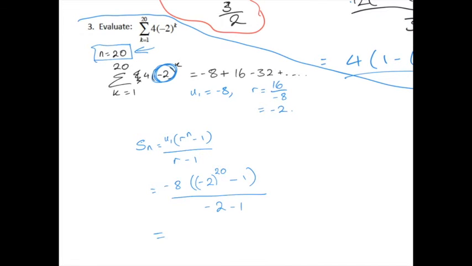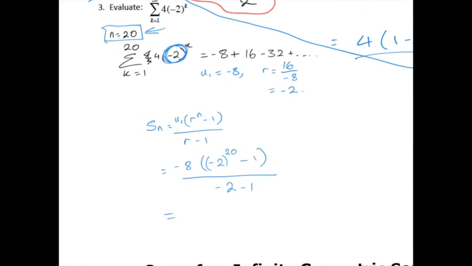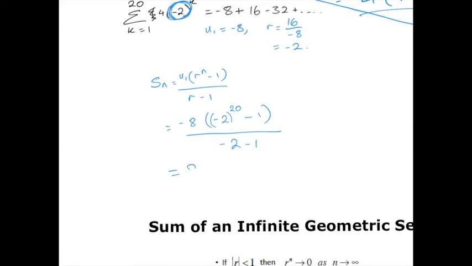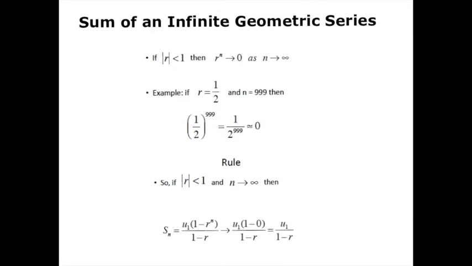Beautiful. And now just put it in your calculator. What's nice is the negatives will cancel out. 2 million and 796,000. Beautiful. Thank you so much. Now I'll start on the infinite geometric series.